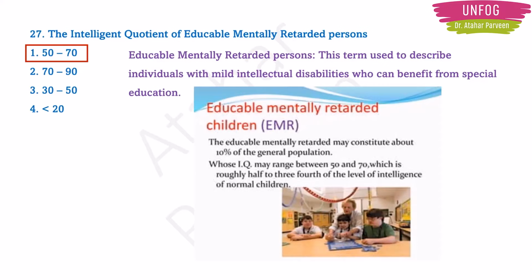So these educable mentally retarded children, or EMR, this is the abbreviation for it, and these individuals may constitute about 10% of the general population. Now their IQ may range between 50 to 70, which is roughly half to 3/4 of the level of intelligence of normal children. So there is a lot of scope for these children to benefit from special education. Okay, so this is also an important question. I am expecting this question this time.